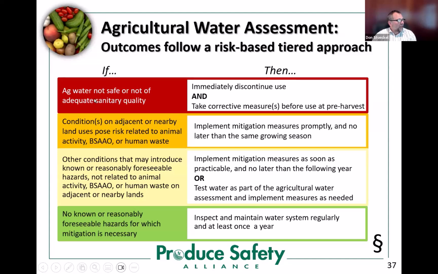If ag water is not safe or of adequate sanitary quality for its intended use, immediately discontinue use and take some corrective actions before you use that water, and so on down through this chart. Remember that this is the one place testing water comes up in a regulatory setting, and that corrective measures and mitigation measures are two terms that are going to be important to know. But don't get into it in too much depth, because in the very next slide, we're going to talk about corrective measures and mitigation measures.